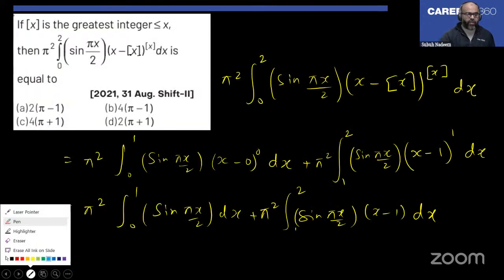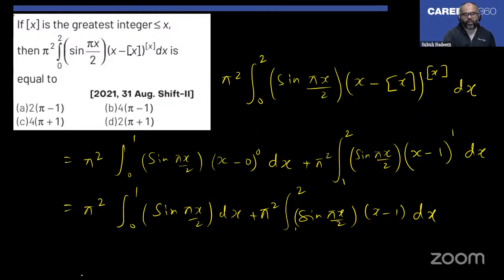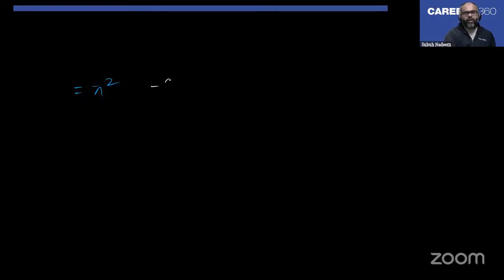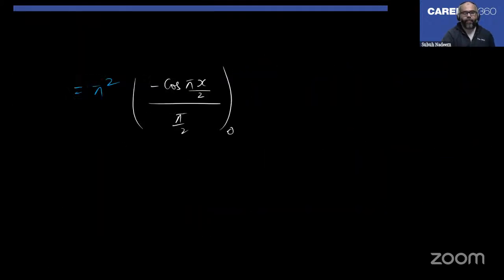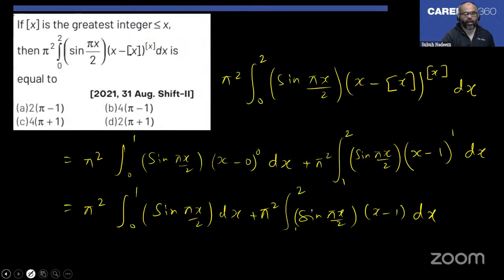And we have the integration of sin(πx/2) as minus cos(πx/2) upon π/2, right? That is the integration of the linear extension from 0 to 1. And this other one, we can apply by parts. So we'll take this as the first function, this is u and this is v.